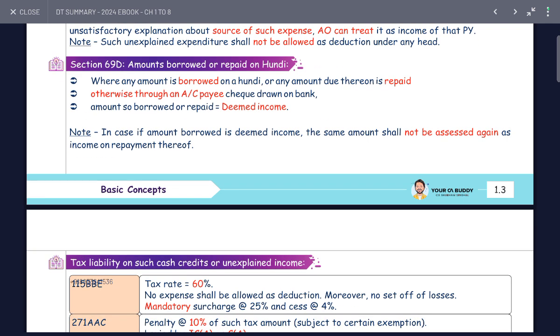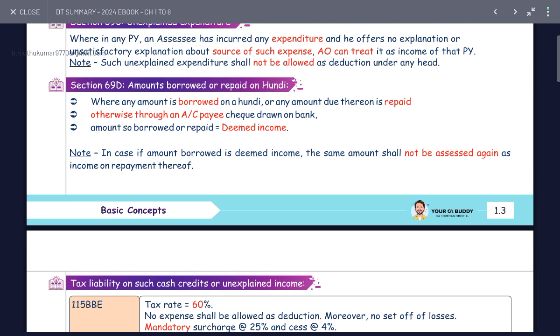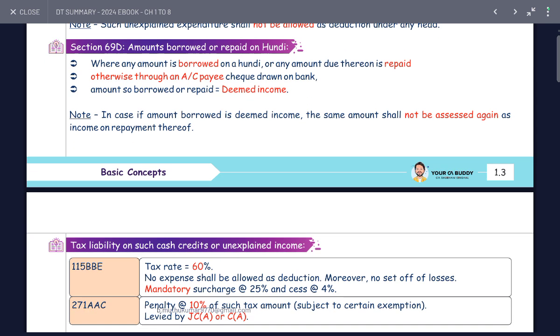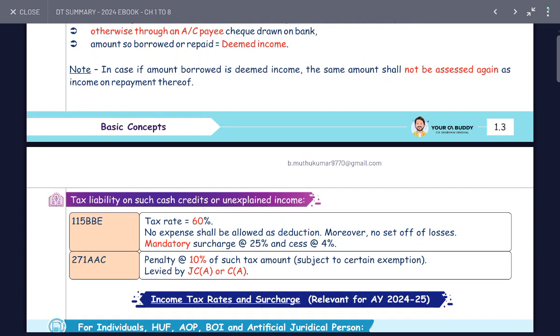Section 69D, amount borrowed and repaid on hundi: where any amount is borrowed on a hundi and the amount due thereon is repaid otherwise than through an account payee cheque drawn on a bank, the amount so repaid is deemed to be income. The amount borrowed that is deemed income shall not be assessed again as income on repayment.